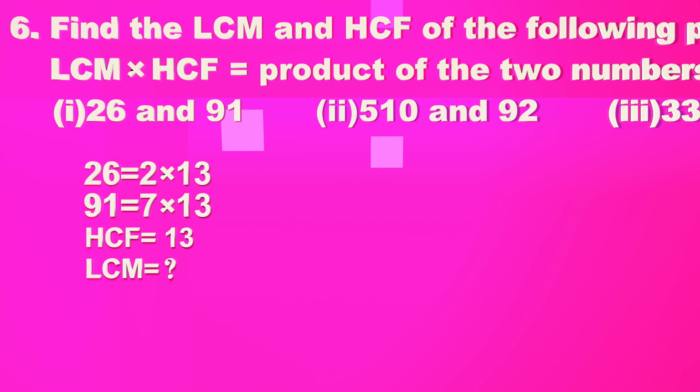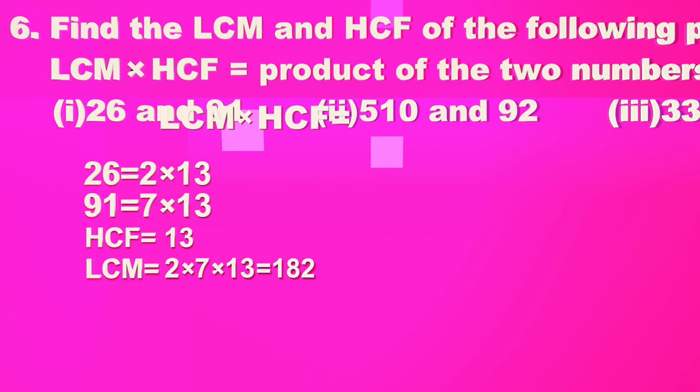Let's find LCM. So its LCM will be 2 into 7 into 13. We will take 13 only once because 13 is available in both factors and its greatest power is 1. We will get 182 by multiplying all these 3 factors. So the LCM is 182.